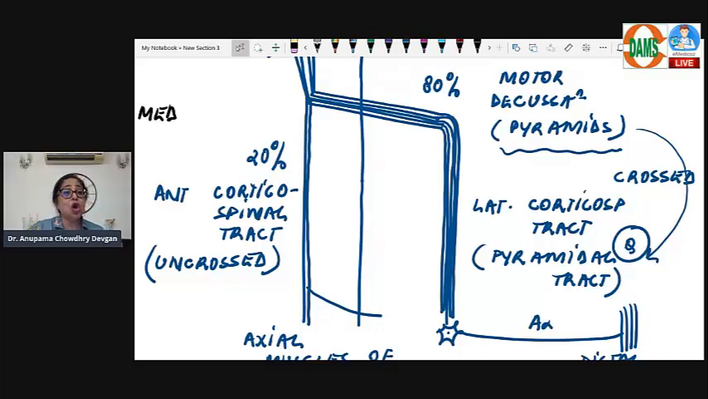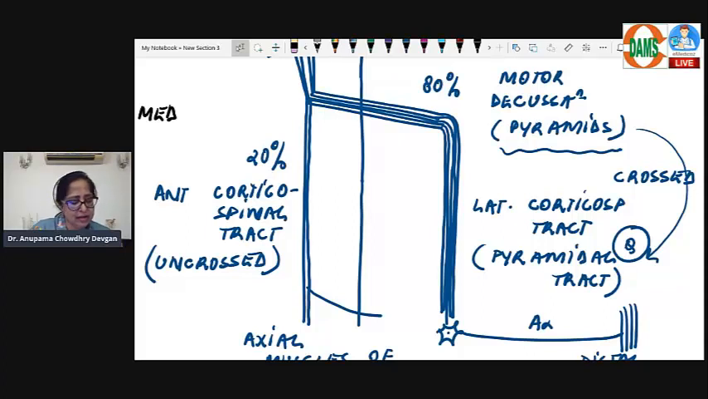Abhishek, this is not a sensory tract. Remember, thalamus was the relay for sensory tracts. These are motor tracts that we are talking about, isn't it?